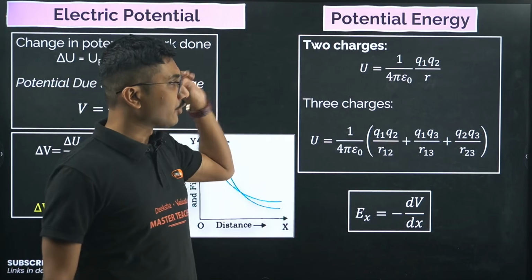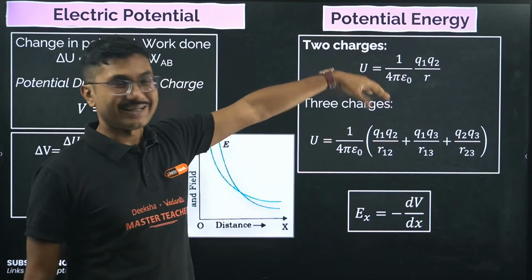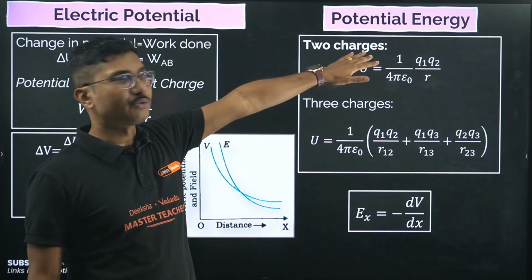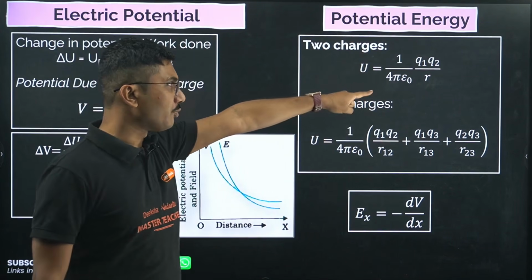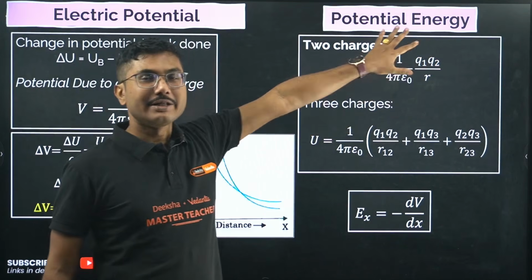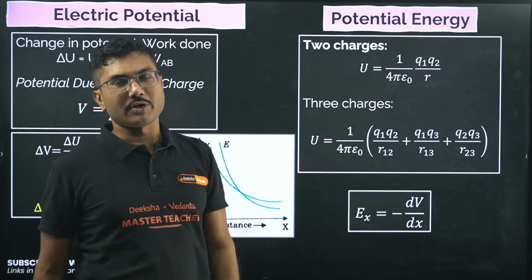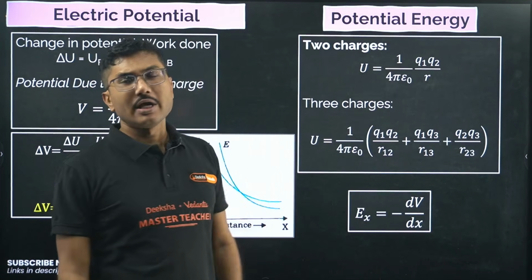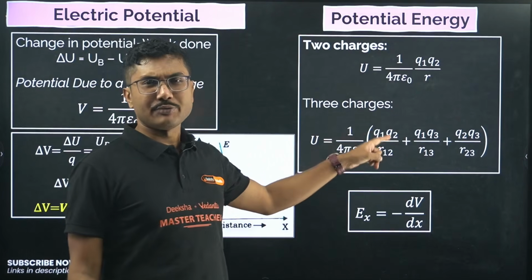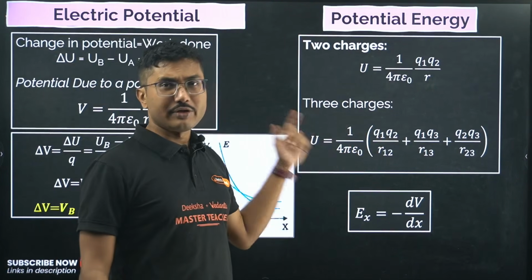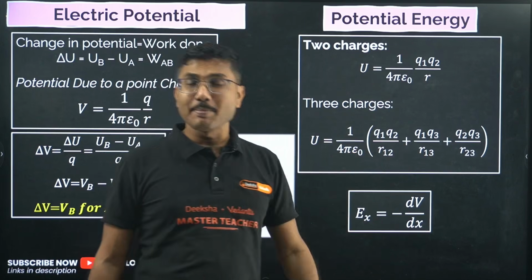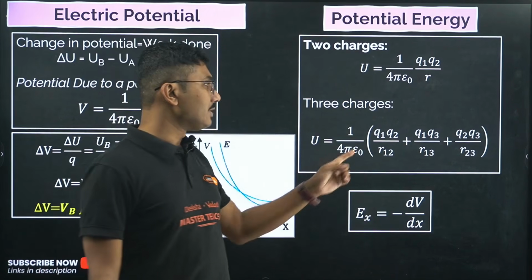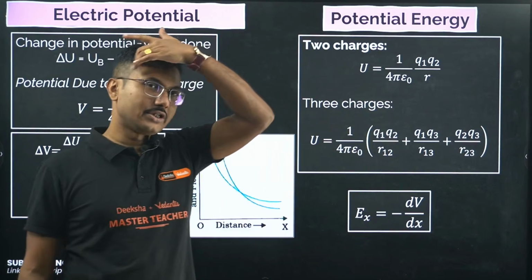Now electric potential due to two charges, potential energy. Potential energy due to two charges is given by 1 by 4 pi epsilon naught q1 q2 by r. These formulas are important from this chapter, specifically for numerical questions. If three charges are there, generally they will give you an equilateral triangle, so the distances are generally the same. If they are not an equilateral triangle, then these distances will be different for the system of charges.